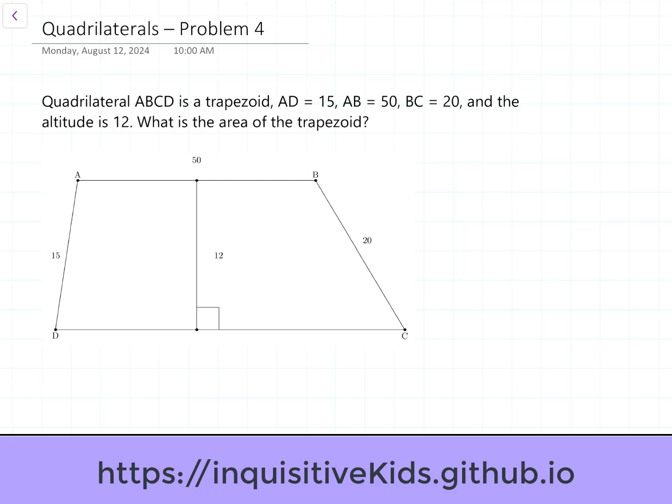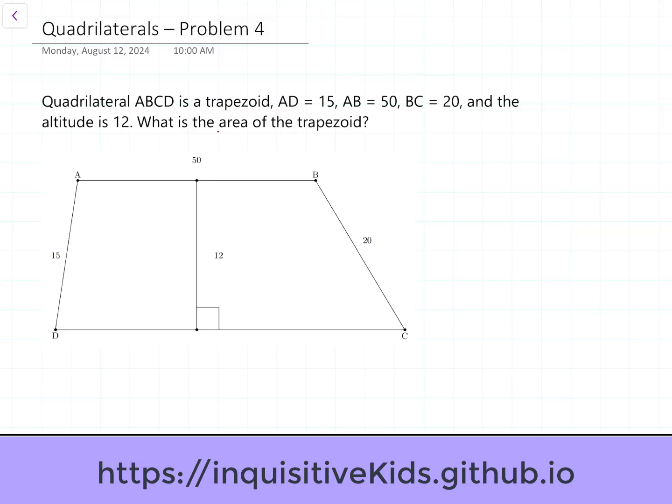Here is the final problem of quadrilaterals. Quadrilateral ABCD is a trapezoid. We know that AD is 15, AB is 50, BC is 20, and the altitude is 12. What is the area of the trapezoid?